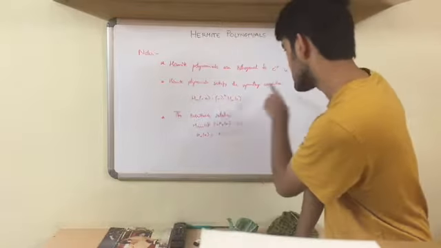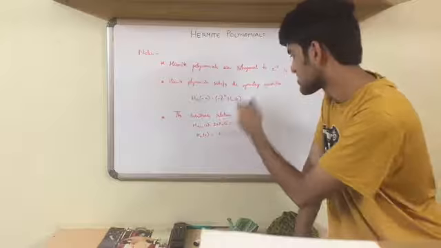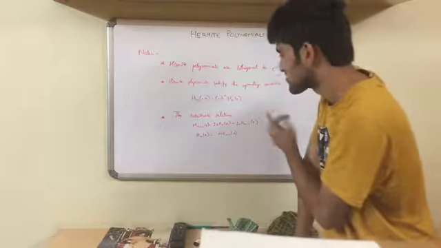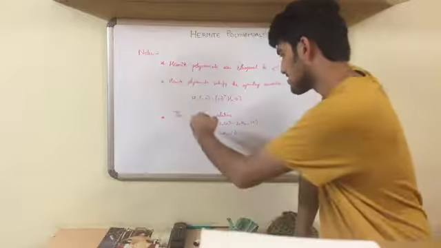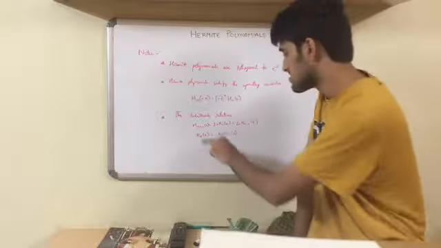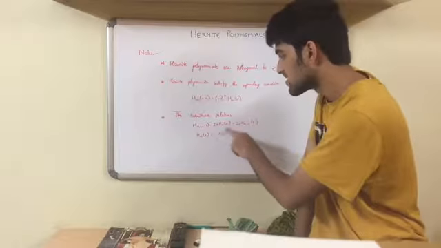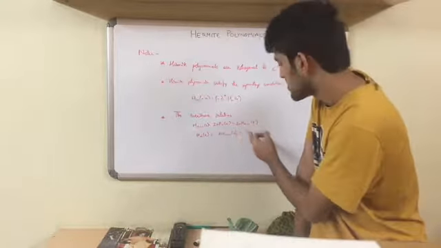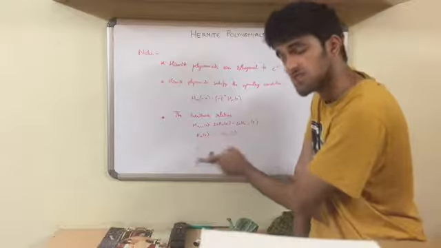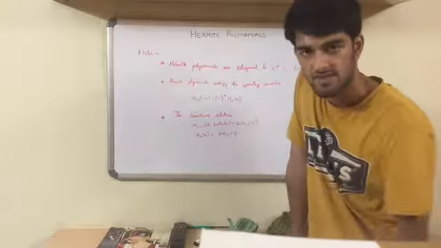Hermite polynomials satisfy the symmetry condition: Hn of minus x is equal to minus 1 power n Hn of x. We could see that in the graph. And the recurrence relations are also satisfied. These are Hn plus 1 of x is equal to 2x Hn of x minus 2n Hn minus 1 of x, and Hn dash of x is equal to 2n Hn minus 1 of x.